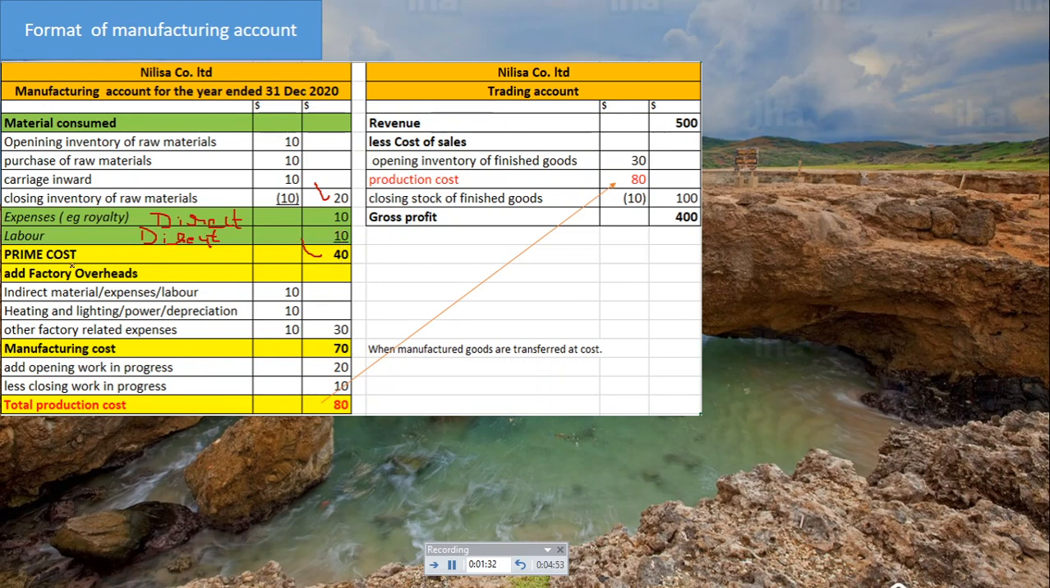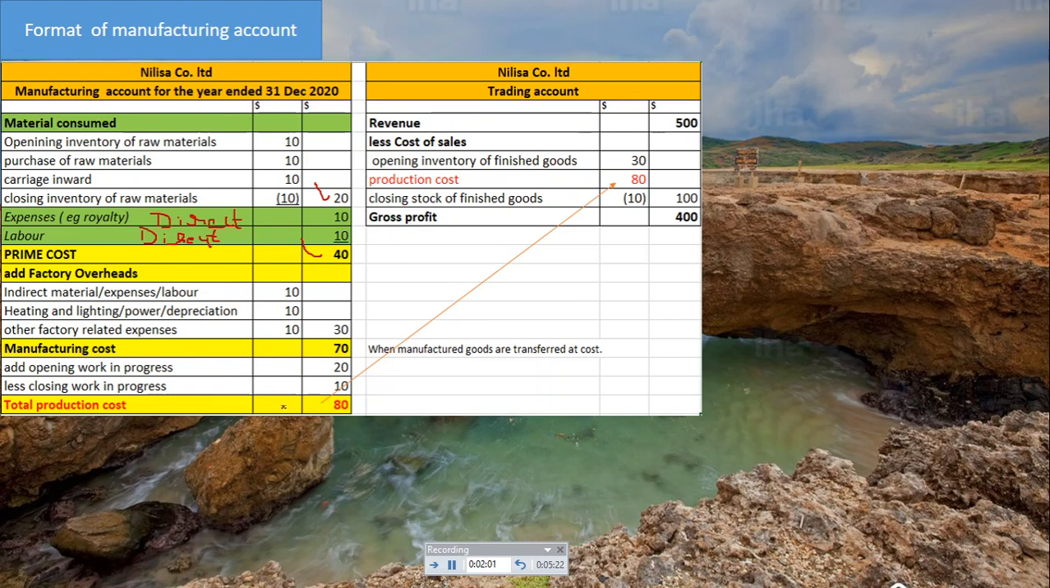To prime cost, we add factory overheads. Some examples of factory overheads are indirect material, indirect expenses, indirect labor 10, heating and lighting, power, depreciation 10, other factory related expenses 10. You add this up, you get 30. So when you add 40 plus 30, you get 70. That's your manufacturing cost. To the manufacturing cost, you add opening work in progress, less closing work in progress 10. And when you solve this, you get your total production cost.